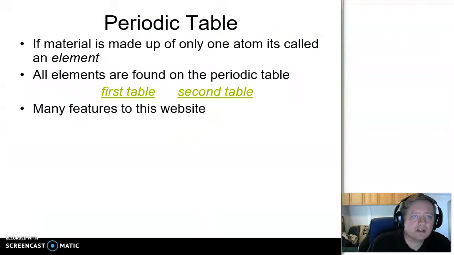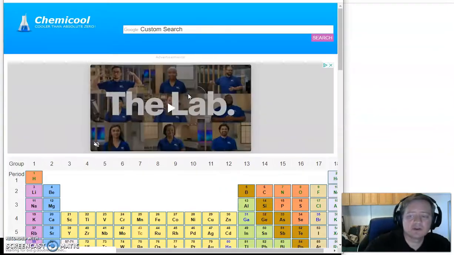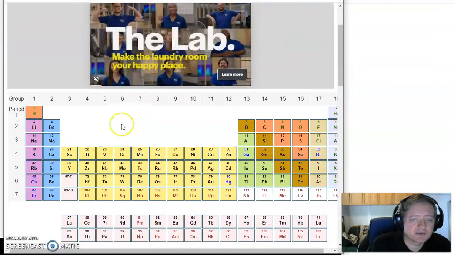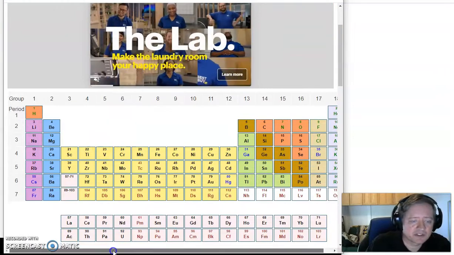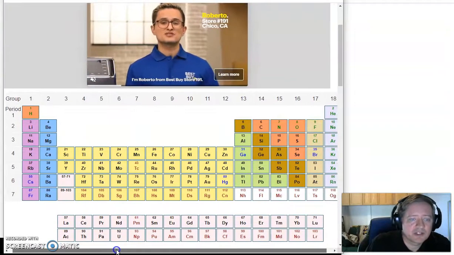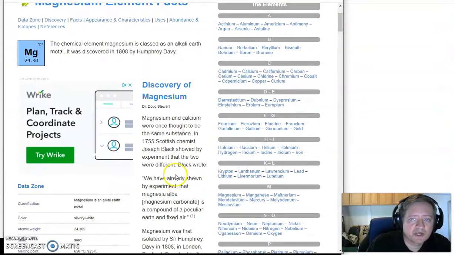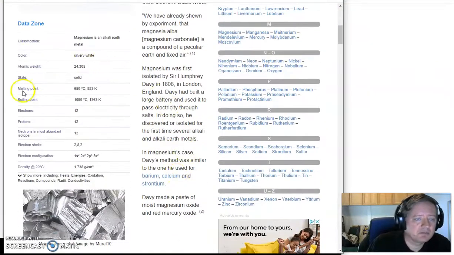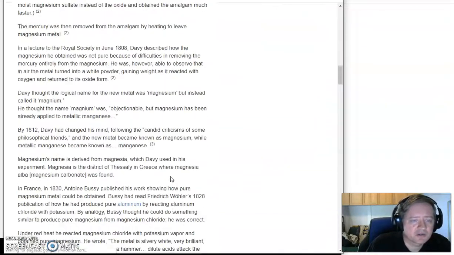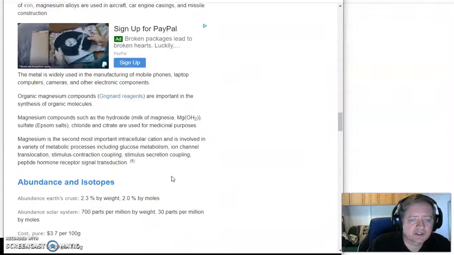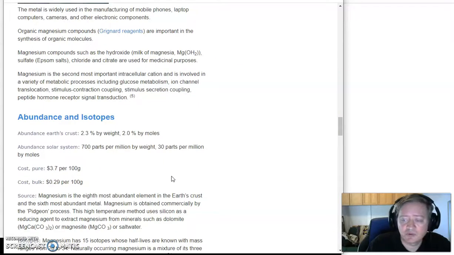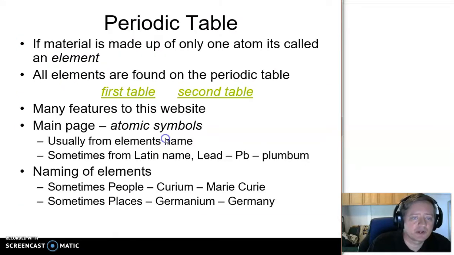Okay, so if we go back to here, this is a second table. And again, you can find many different websites and many different chemistry periodic tables out there as well. Let me click on magnesium again. Again, just more information about magnesium: melting point, boiling point, how many electrons, density, and you can scroll through. There's just a lot of information here. So again, you have access to this website or to this PowerPoint, which will be loaded up for you.